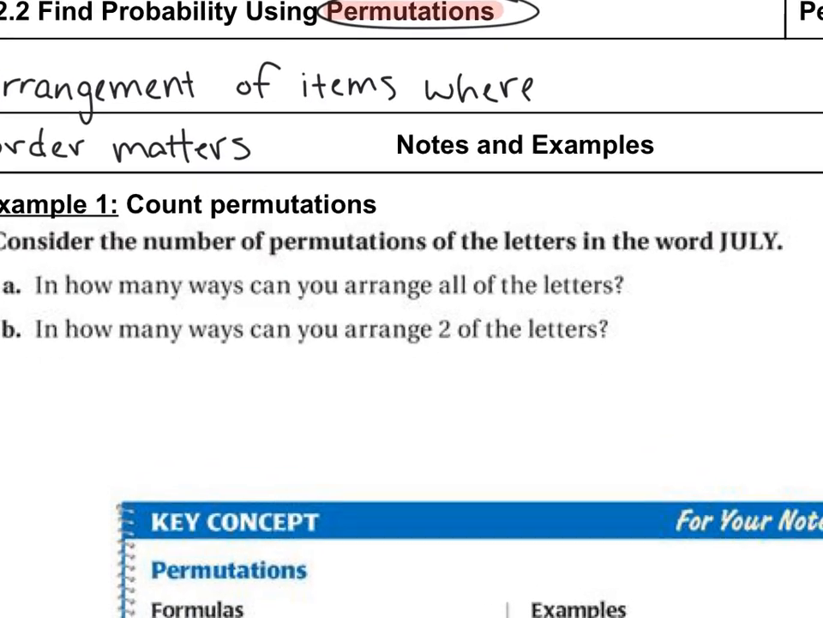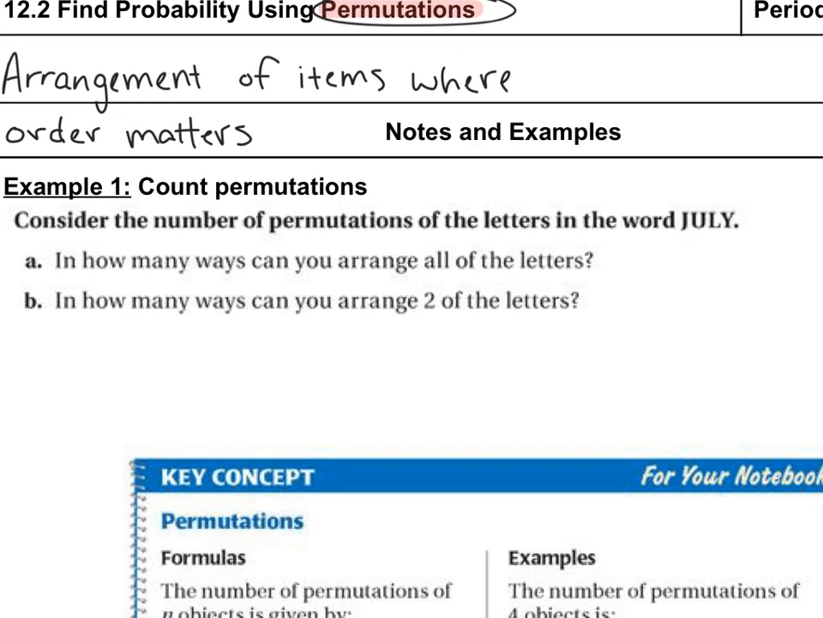So let's take a look at example number 1. Consider the number of permutations of the letters in the word July. Question A says, in how many ways can you arrange all of the letters? First off, we need to know how many letters there are. In this case, there's 4 letters. So go ahead and make 4 little lines there. In the first spot, how many options of letters do we have? J, U, L, and Y. So we have 4 options there.